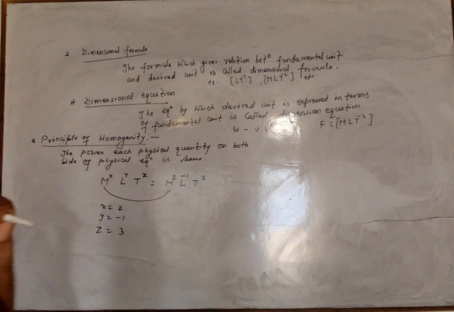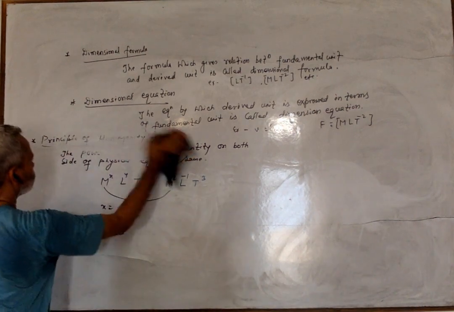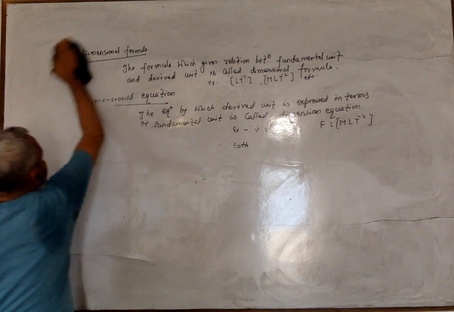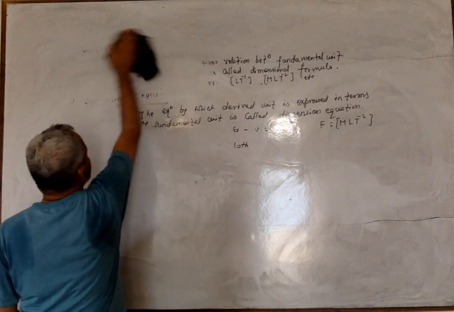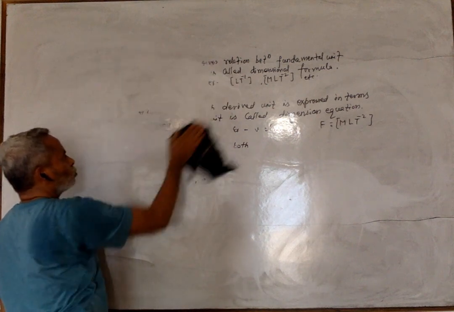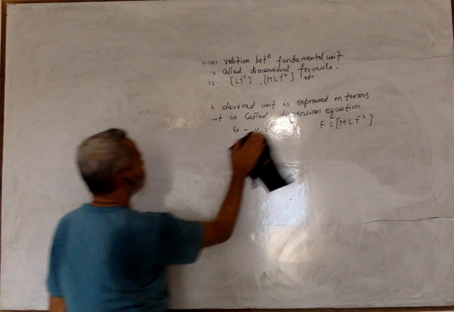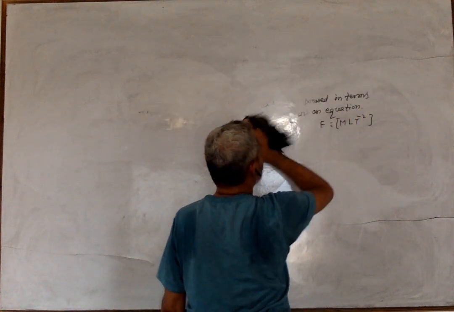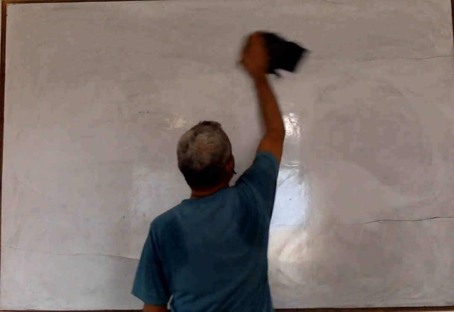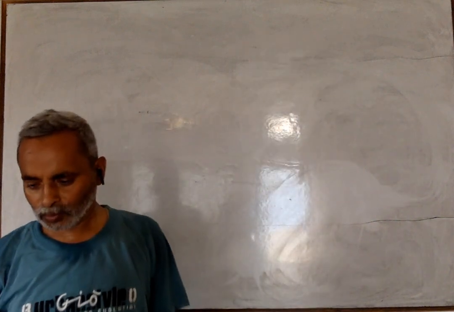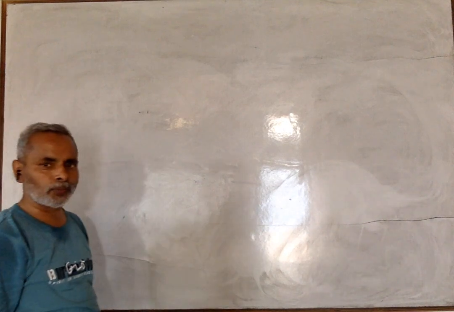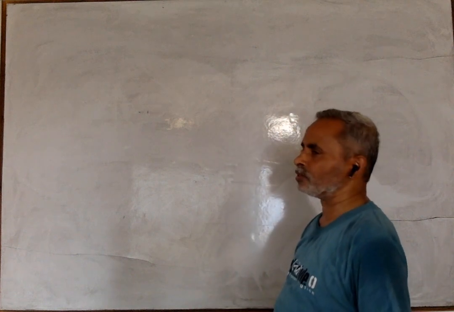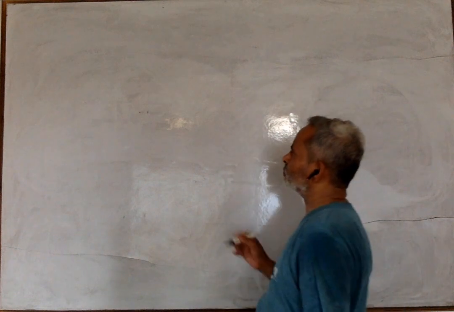Now the usage of dimension. It has mainly three uses. First, to convert the unit of any physical quantity from one system into another. Second, to check the correctness of any physical formula. And third, to establish any physical formula.